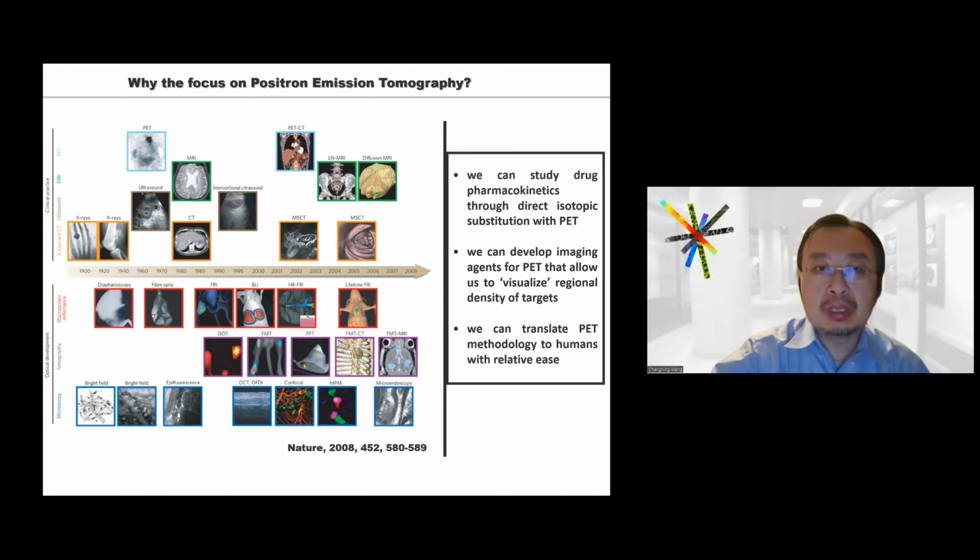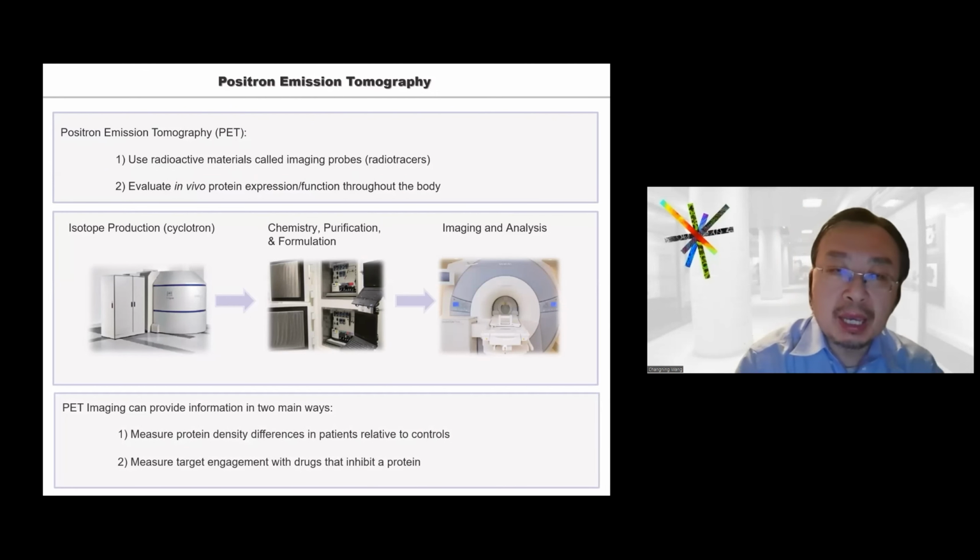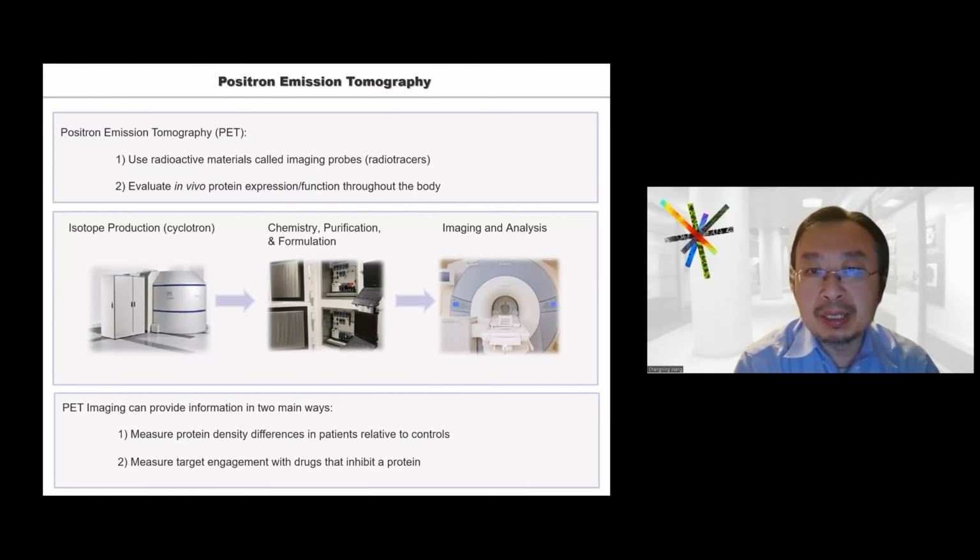For PET imaging, we have to inject some radioactive material. People call it an imaging probe, imaging agent, PET ligand, radiotracer, or radioligand. Many names, but they're the same thing, which is important and necessary for the PET scan. And we can do a PET scan for in vivo measurement of target expression or function in the body.